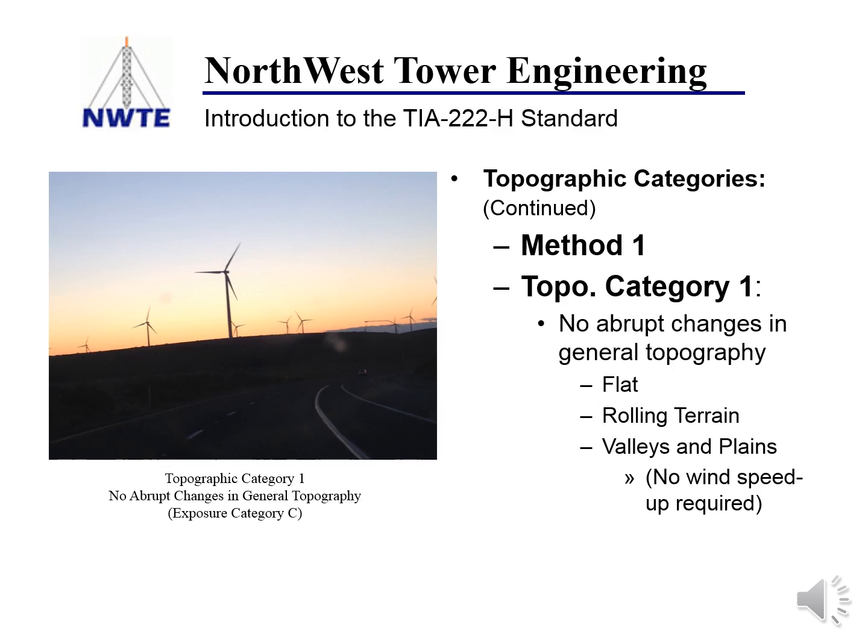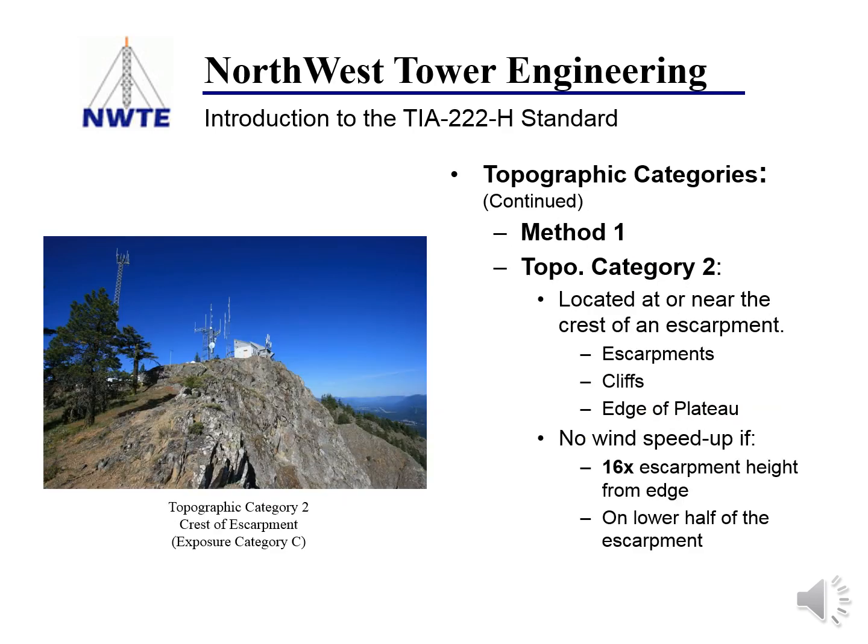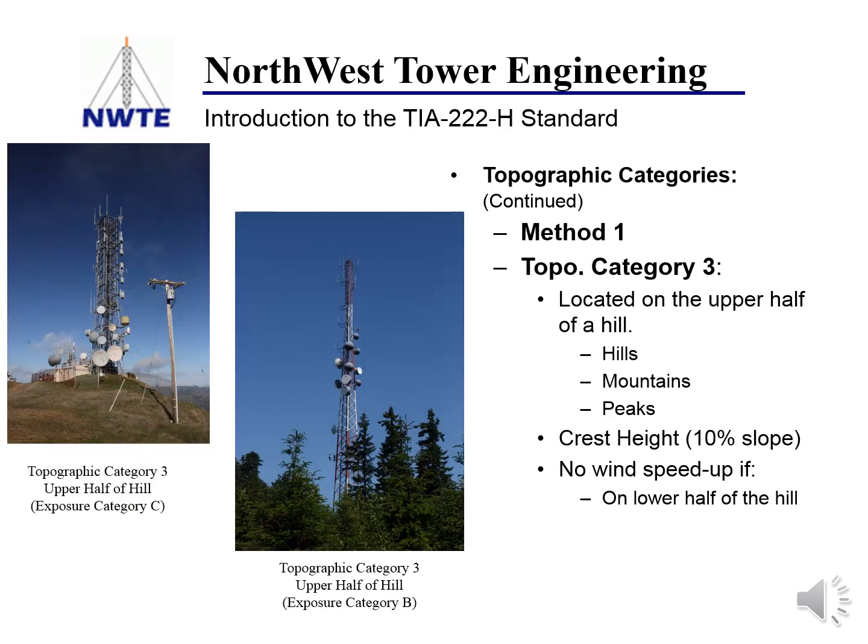Okay, Topo 1. Topo 1 is just flat or rolling hills. We've got flat, rolling terrain. Topo 2 is an escarpment. Topo 3 is one we use a lot, and really it's the upper half of a hill. And once again, I mentioned the slope has to exceed 10%.